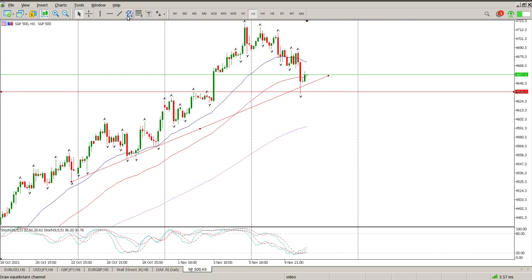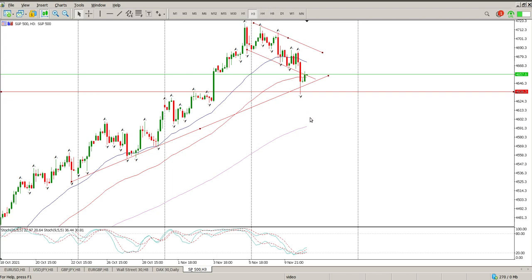We also have the channel here. And we've had a channel break to the downside. Now, typically, remember, when they break in the opposite direction of what the flag is, there's only a 25% chance of it continuing. So higher probability of it coming back into the channel. And then if it does break to the upside, then it's a bit more of a violent move.